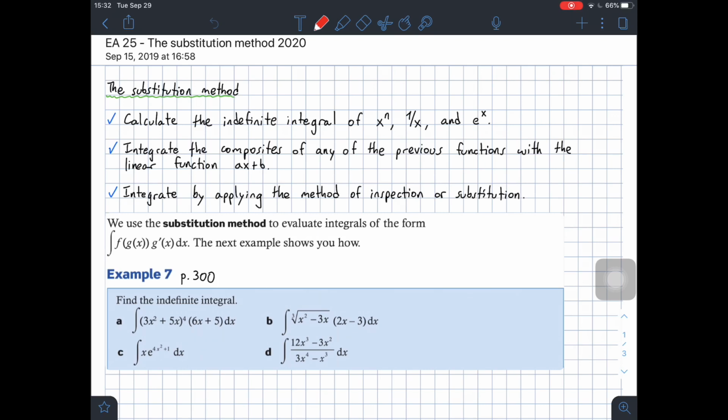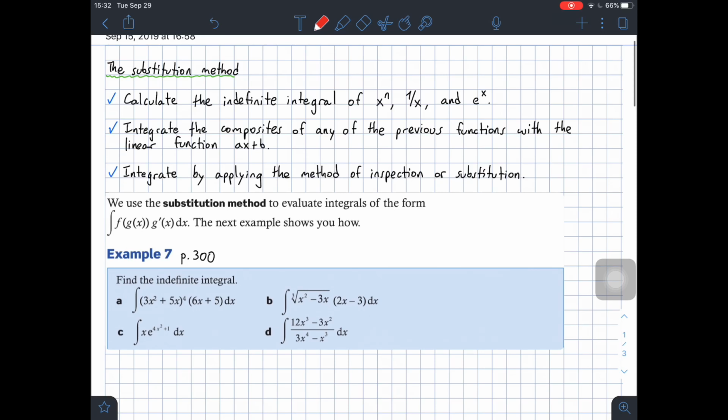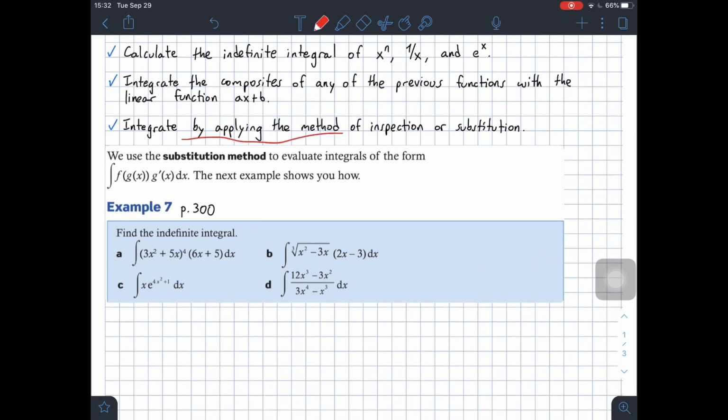functions. So, objectives for today's class: calculate the indefinite integral of these functions. You already know the rules for each of these cases. Integrate the composite of any previous function with a linear function ax plus b. We saw this in the last electronic assignment. And finally, integrate by applying the method of inspection or substitution.